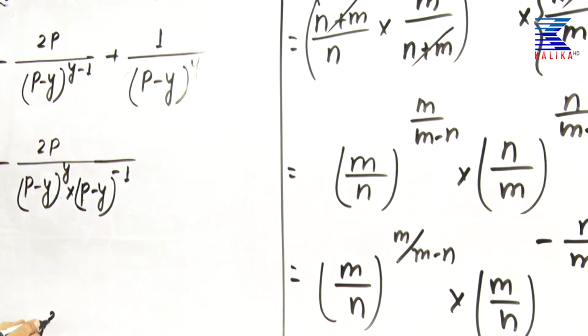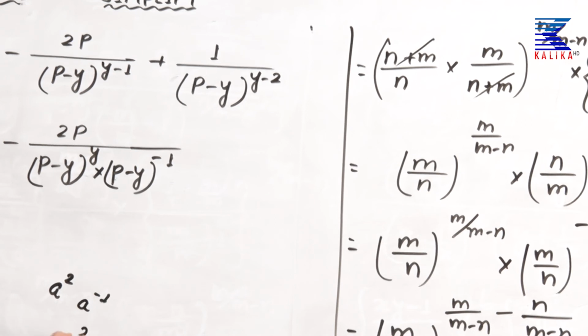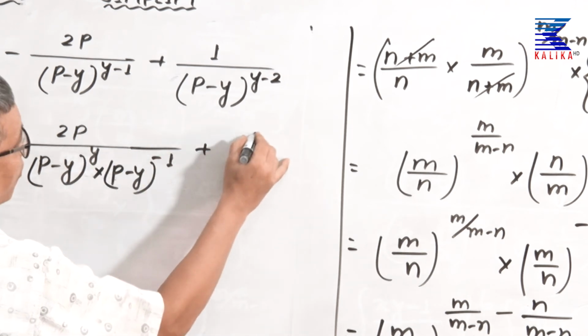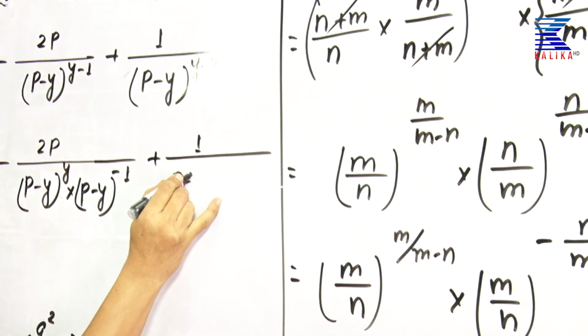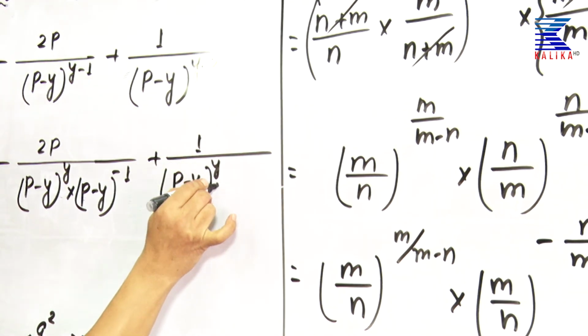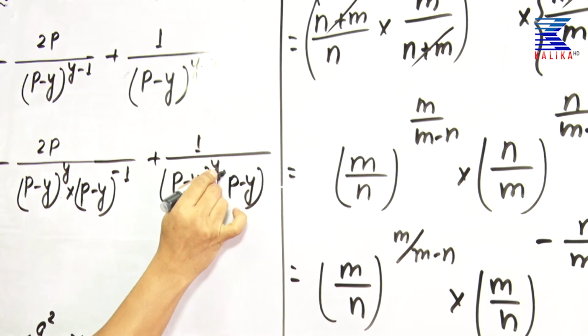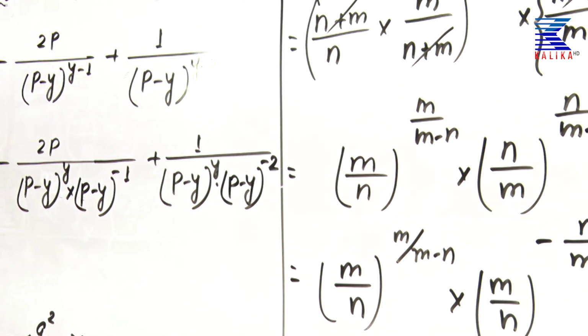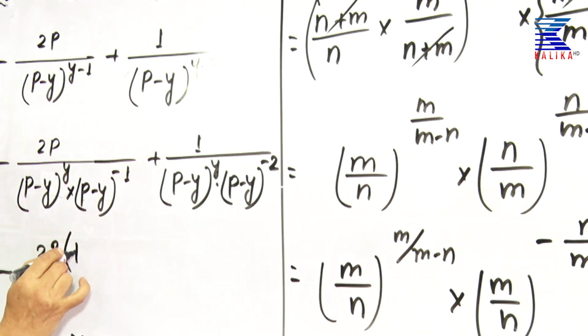Okay. This means a square into a to the power minus 1, which means a to the power 2 minus 1. Okay? Now, reverse it like that, plus 1 upon (p minus y) to the power y, and next (p minus y) to the power minus 2. Clear? Now, p square by (p minus y) to the power y, minus 2p into (p minus y) to the power minus 1, it should be positive, that is p minus y.